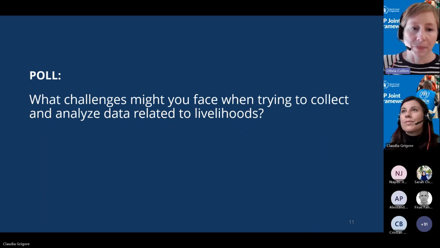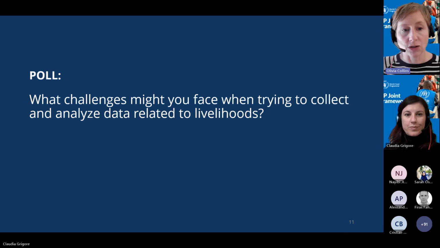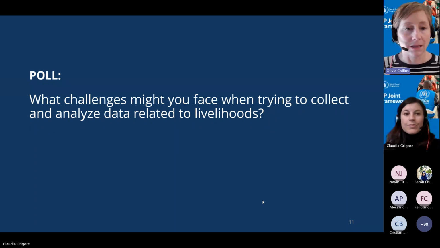data. So you can select here all that apply: identifying what topics to focus on, finding existing secondary data reports that are relevant, formulating survey questions, ensuring data is collected in a standard way and comparable, agreeing with partners, other agencies on what to include. Questionnaires always get too long. In my experience, that's definitely an issue. Combining quantitative and qualitative data, analysing the data, or other challenges. So please select those challenges which you think you might face when trying to collect and analyse data related to livelihoods.